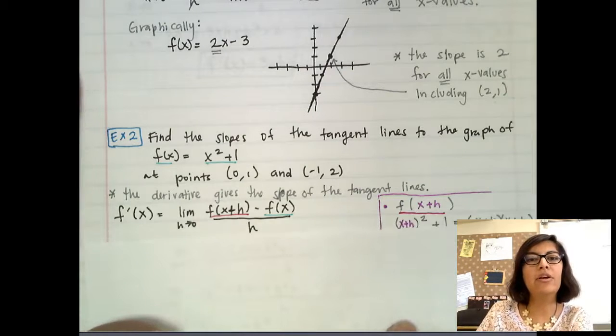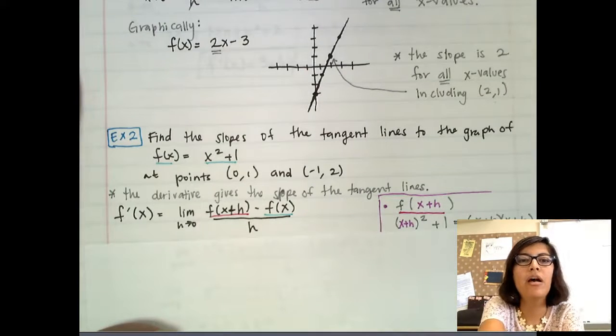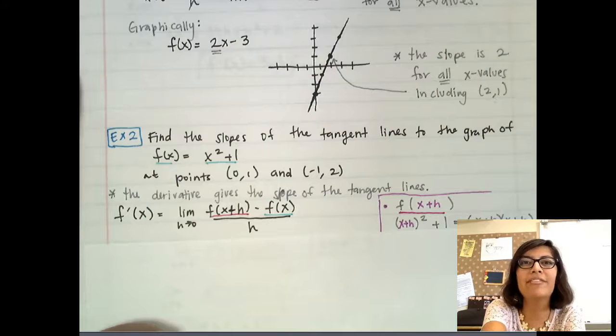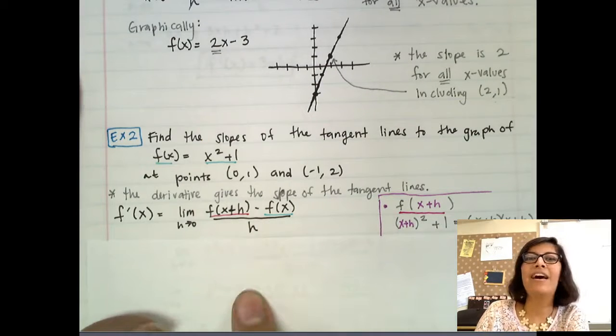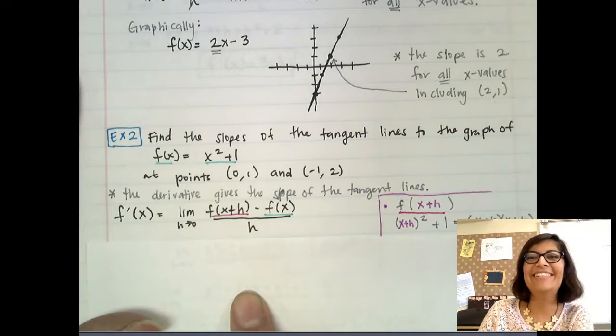So again, we're going to start off with the definition of a derivative, which is f of x plus h minus f of x, all over h, as h goes to 0. That is the formula for the derivative.